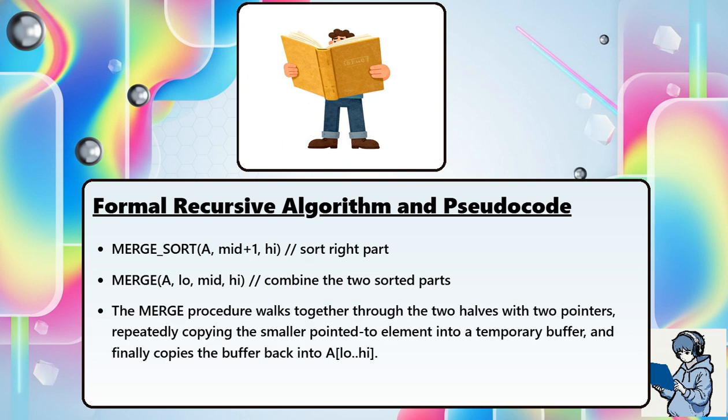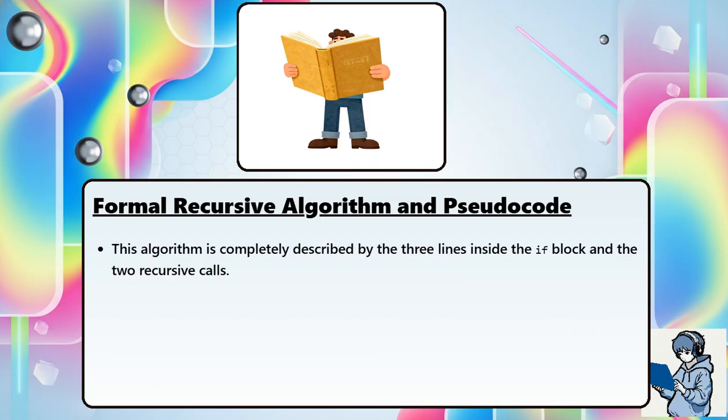The merge procedure walks together through the two halves with two pointers, repeatedly copying the smaller pointed-to element into a temporary buffer, and finally copies the buffer back into A[low..high]. This algorithm is completely described by the 3 lines inside the if block and the 2 recursive calls.